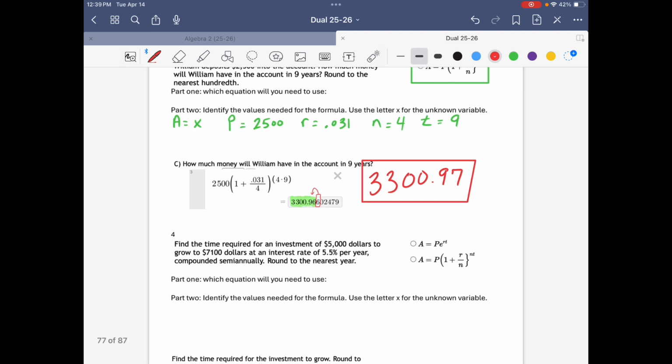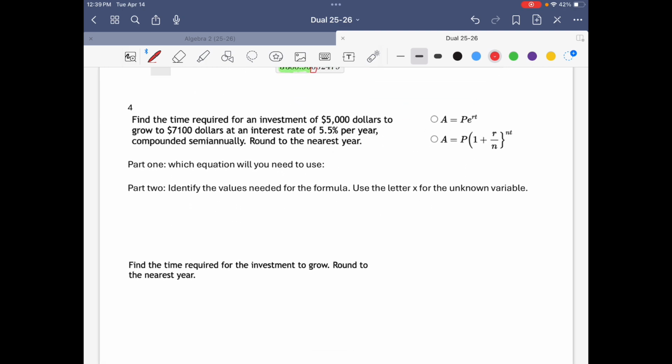Okay, number 4. Find the time required for an investment of $5,000 to grow to $7,100 at an interest rate of 5.5% per year, compounded semi-annually. All right, so semi-annually, that means you're going to be using the second formula. So that's the formula we're going to use. Identify all the letters in the formula, right? Okay. A.